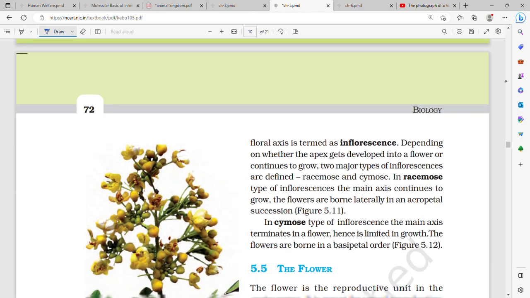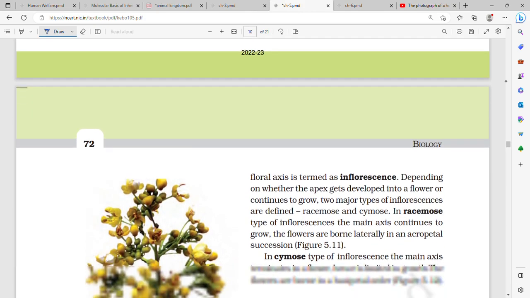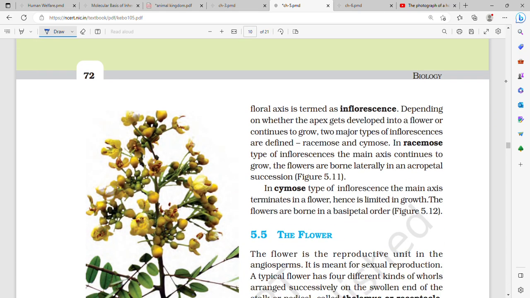Then the arrangement of flowers on the floral axis is termed as inflorescence. Depending on whether the apex gets developed into a flower or continues to grow, there are two types of inflorescence. First is racemose inflorescence, second is cymose inflorescence.